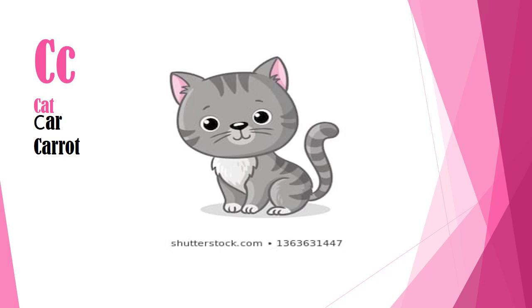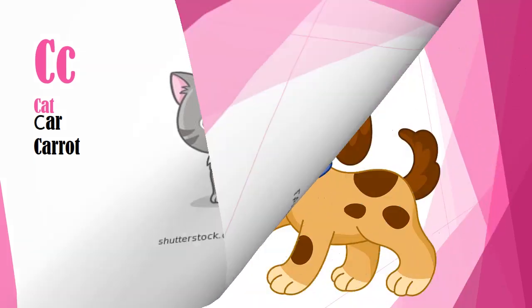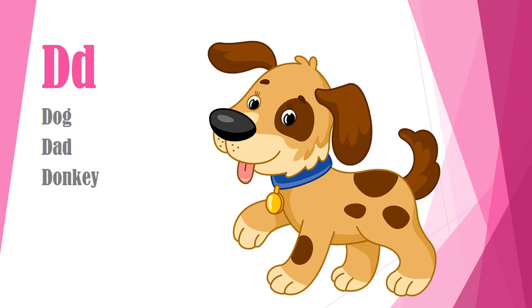C is for cat. So the sound of C is ka. Cat, car, carrot.